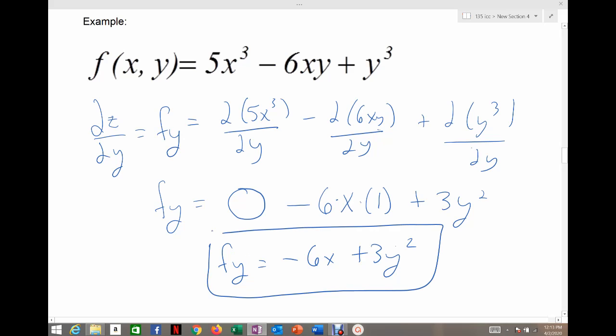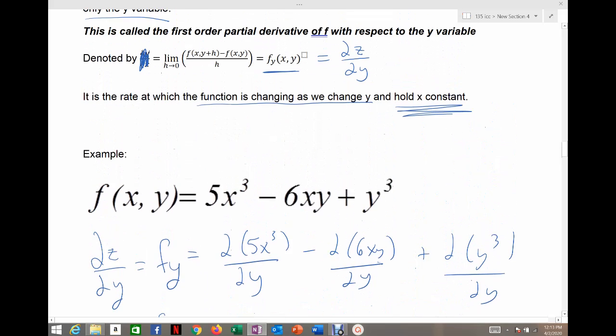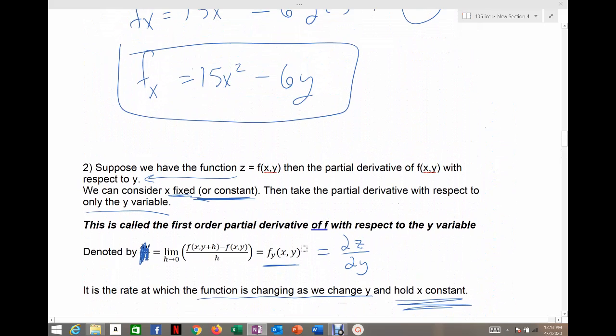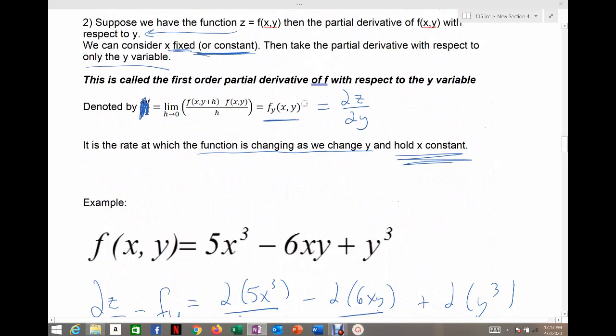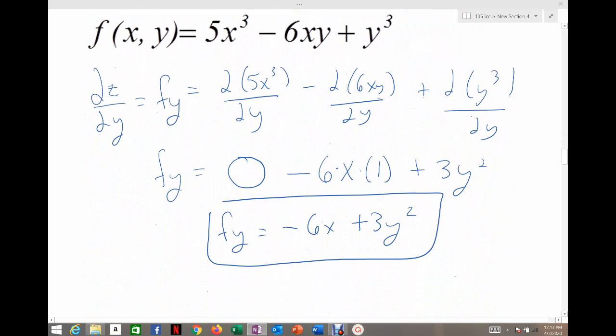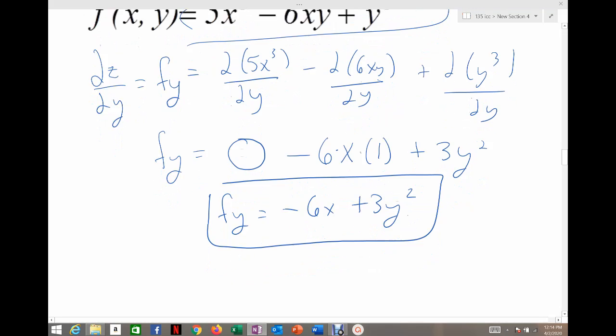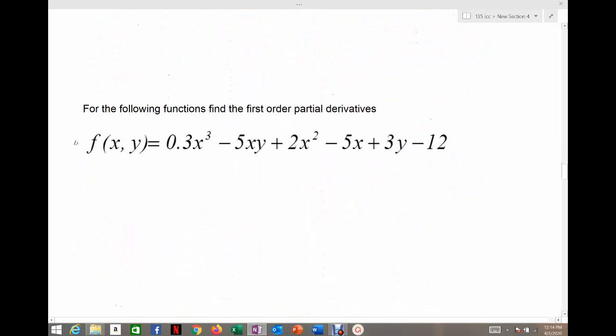And so my function's changing differently because the y parts are behaving differently, right? This is how it's changing with respect to y compared to how it changed with respect to x. With respect to x, it was 15 times x squared minus 6y. That's how it changed. And with respect to y, it's negative 6x plus 3 times y squared. And so again, it matters which variable I'm looking at because they behave differently because they have different values in my original function.